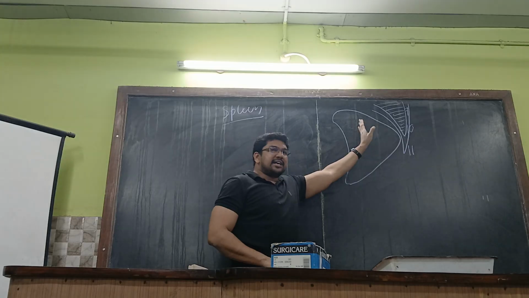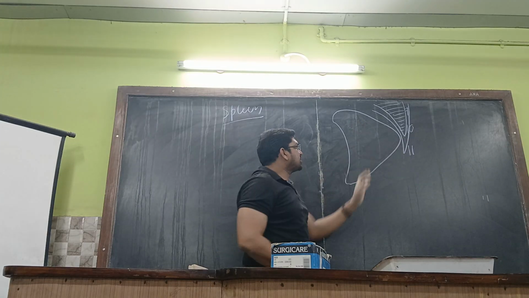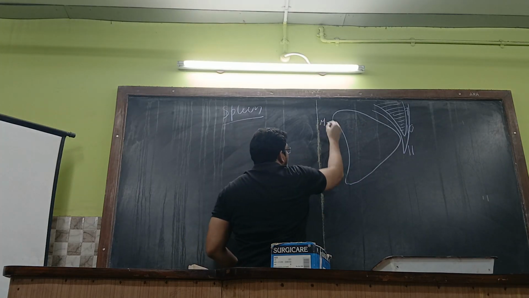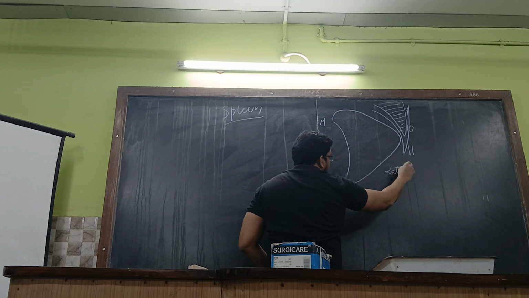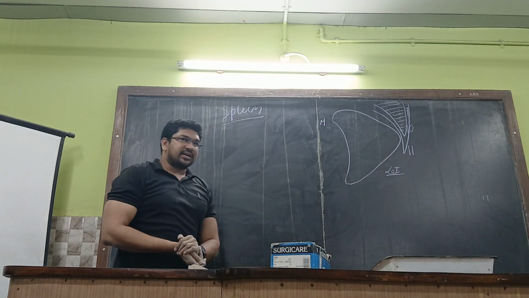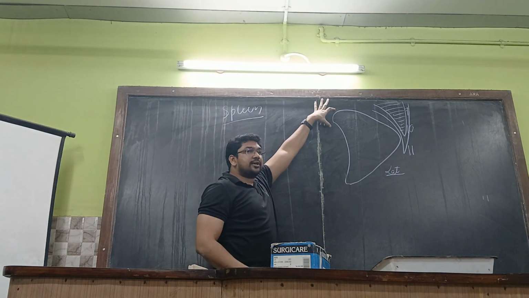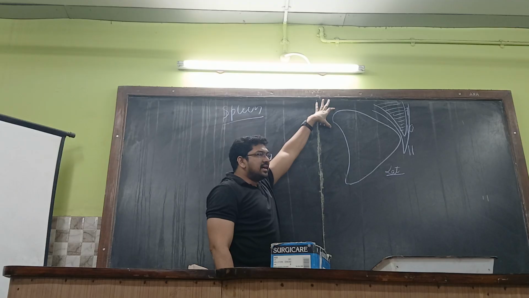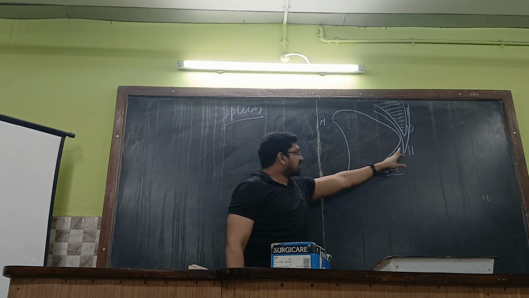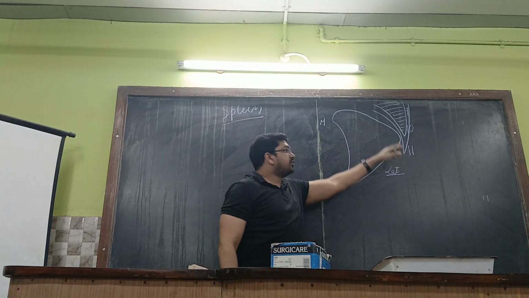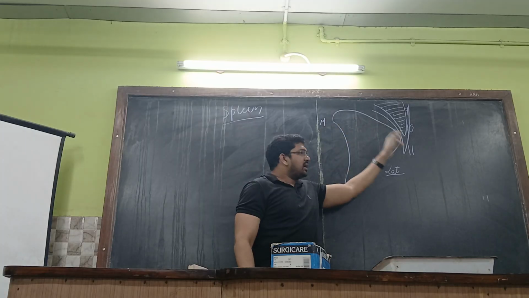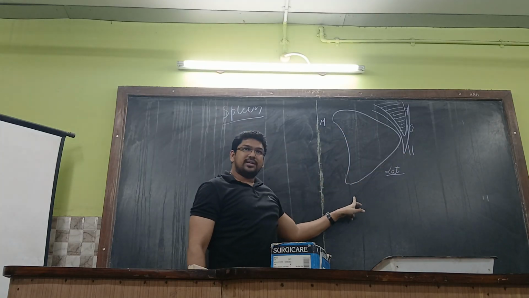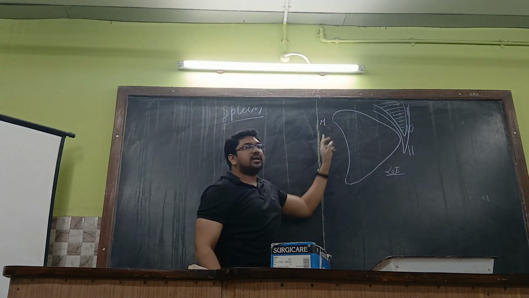What are the parts of the spleen? There is a medial end and a lateral end. This you are supposed to understand. The medial end is rounded, and the lateral end is like a base. If you take it as a triangle, the lateral end is like the base, and the medial end is rounded.